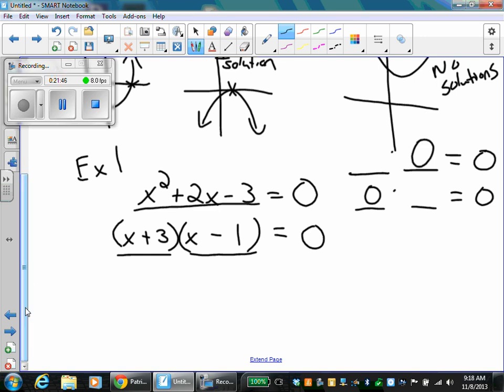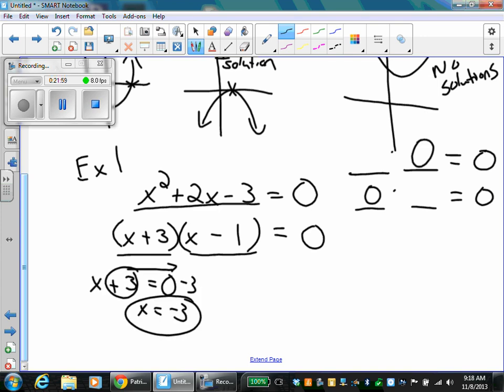So what we do, so that you don't have to do this in your head, is set each of these equal to 0. So you're telling me that either this whole thing has to be 0, and so when we solve for this, x would be negative 3, which is what you just told me a minute ago, right? Or x minus 1 has to be 0. So when you solve for this, x would be 1. So those are your two answers.